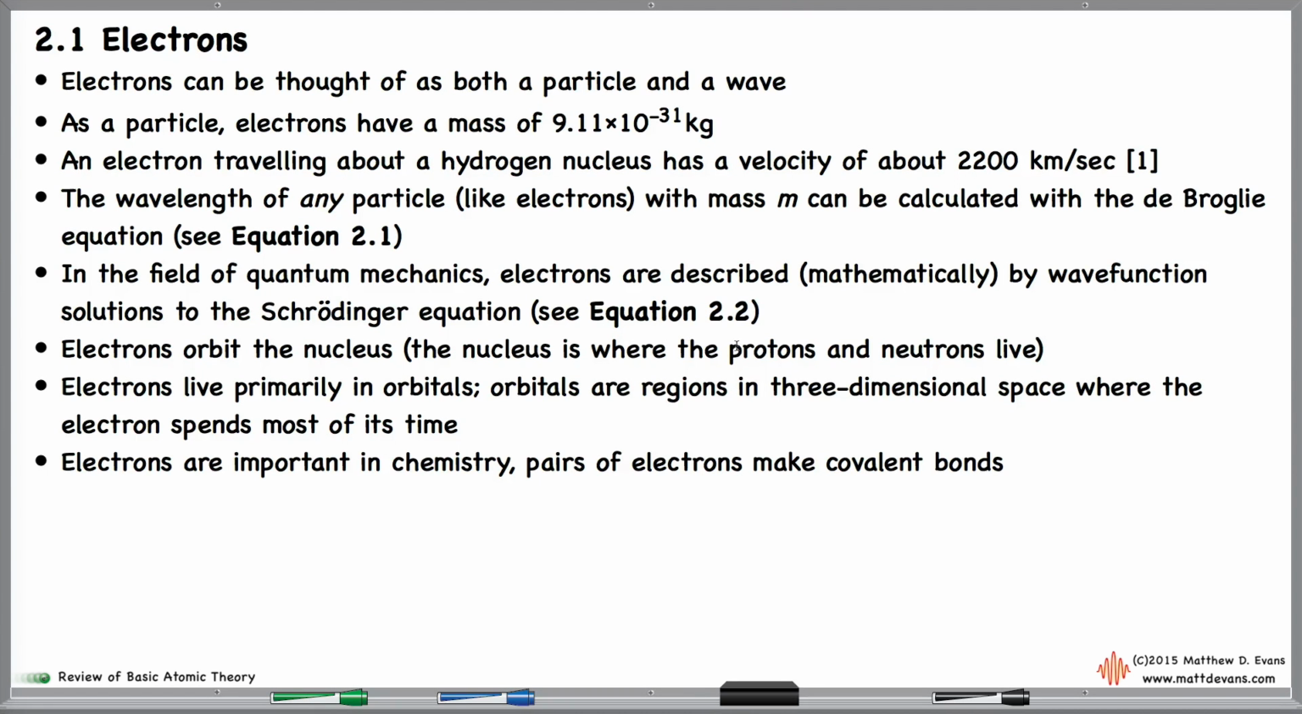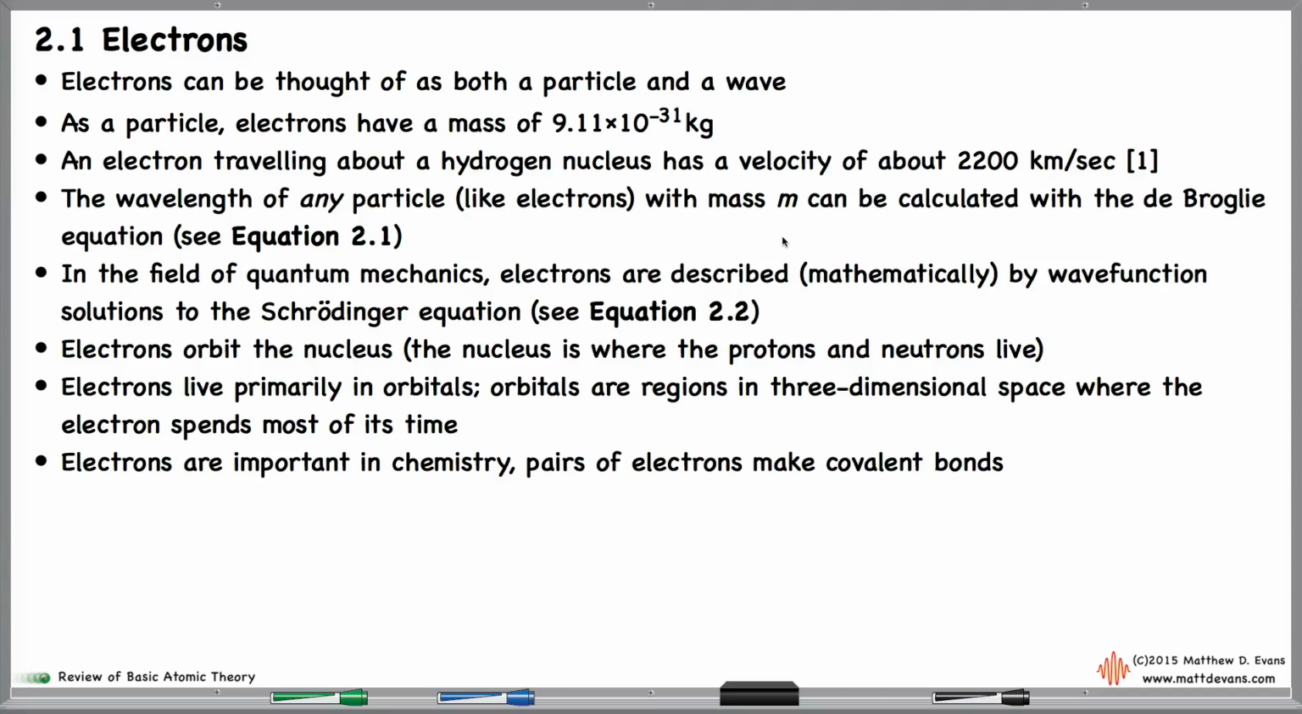All right, so let's start with electrons. Electrons are going to be really important for us in organic chemistry because it's really the electrons being shared between two atoms that forms a covalent bond. Covalent bonds are the most important type of bond that we talk about in organic chemistry, so that's why we need to know something about electrons too.